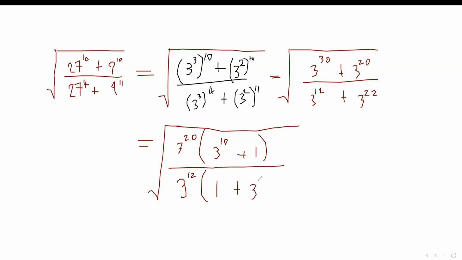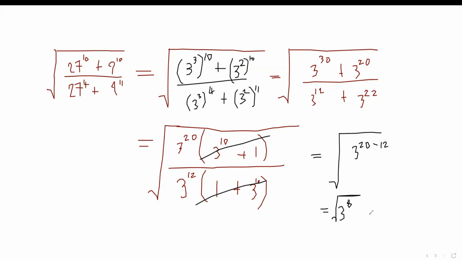Now look at that, Marika. 3 to the 10 plus 1 and 1 plus 3 to the 10. Aren't these two the same? So this cancels, and it works out so easily. Now we're just finding the square root of 3 to the 20 over 3 to the 12. Can't we say that is 3 to the 20 minus 12, which is just 3 to the 8? This is now just 3 to the 8 being square rooted.